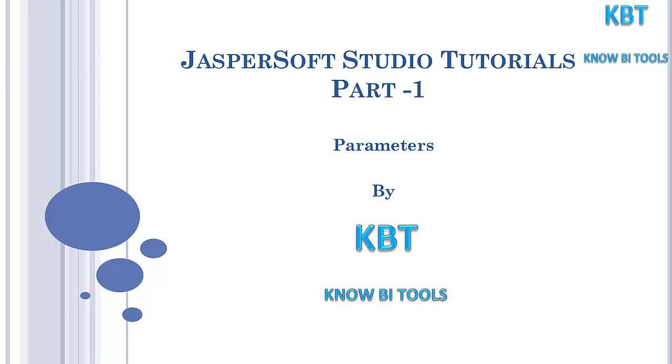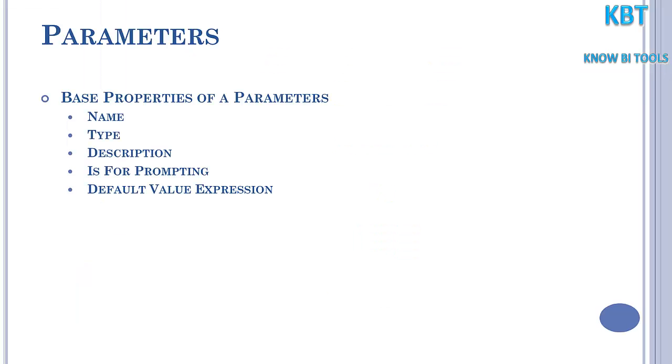In this KVT video, we will explore the Jasper Studio tool. Specifically in this video, we will cover parameters. Parameters, base properties: name, type, description, is for prompting, default value expression. These are the properties. Basically, parameters are used to change the values at runtime as per the environment, so that the user can provide input to execute the report.